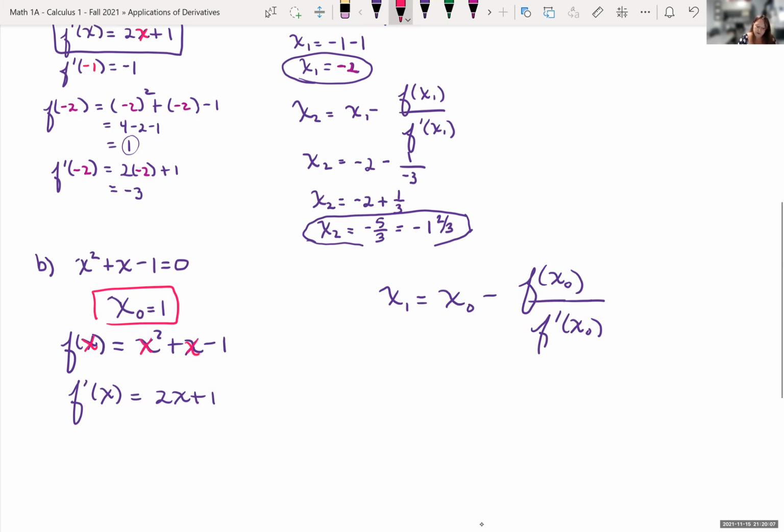We get 1 squared is 1, plus 1 is 2, 2 minus 1 is 1. So f of 1, simplifying, we get 1. Plugging positive 1 into the derivative, we get 2 times 1 is 2, 2 plus 1 is 3. So f prime of 1 gives us back 3. So we get x of 0, which is 1, minus f of x of 0, which we found was also 1, all over f prime of x of 0, which we found to be 3. So in this case, we have 3/3 minus 1/3, which is 2/3.